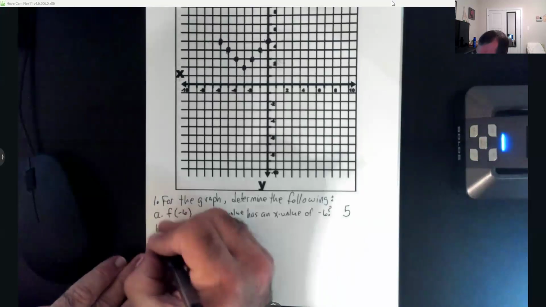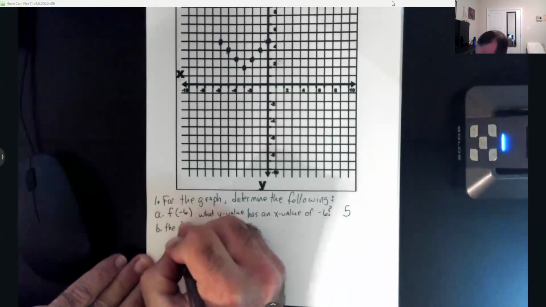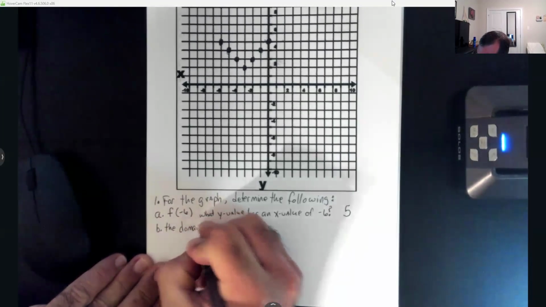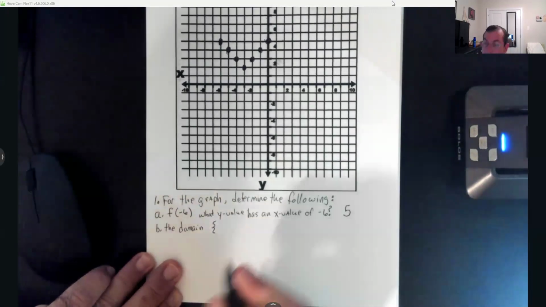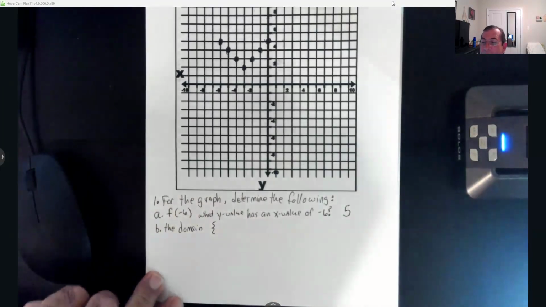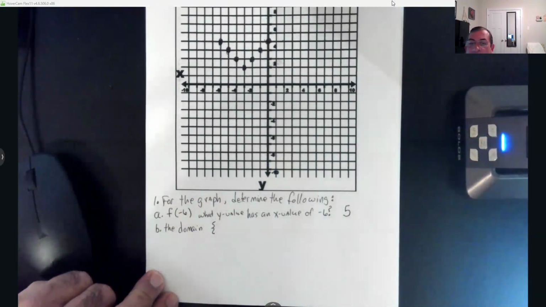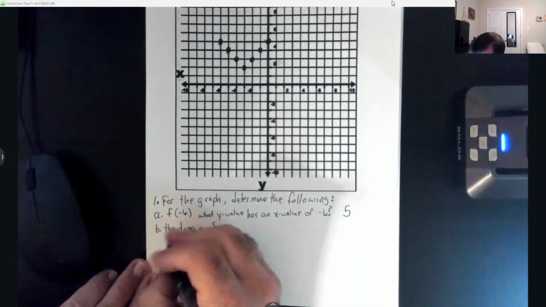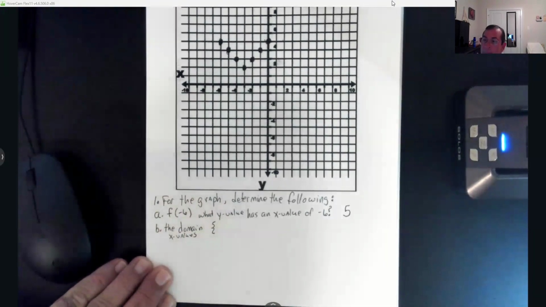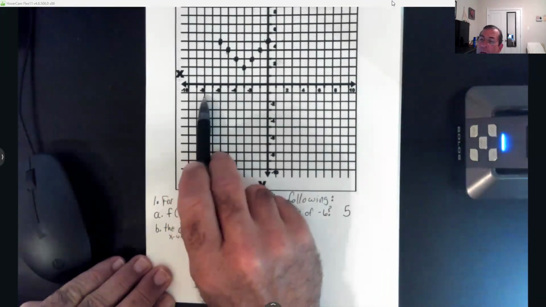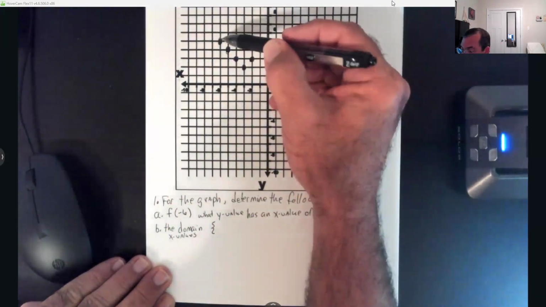Now, B, they want the domain. Now, MATLAB is going to give us our little parentheses to put our domain in. And y'all remember, the domain is the set of x values. So our domain is our x values. So I usually start left and go right with these x values.